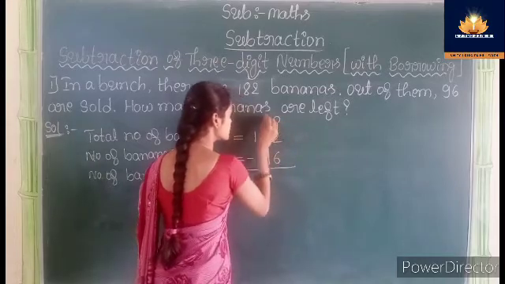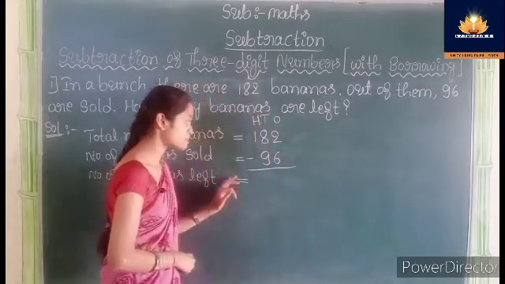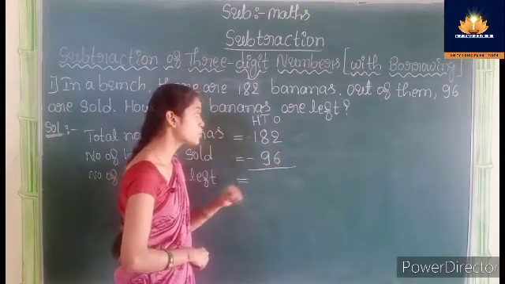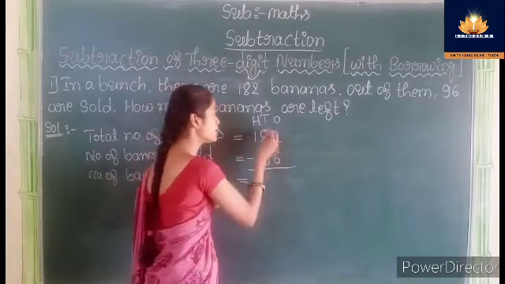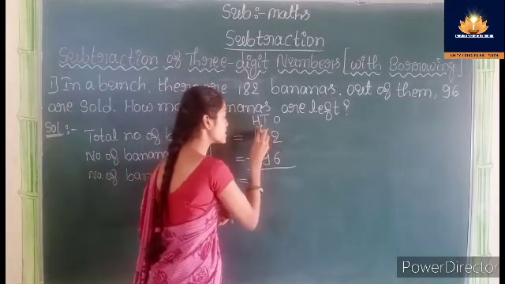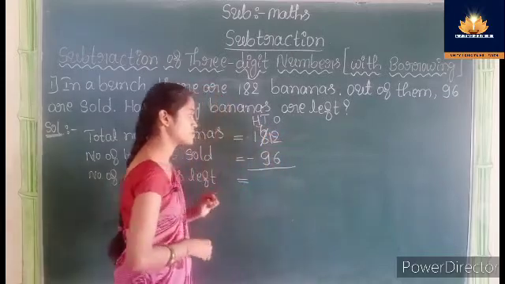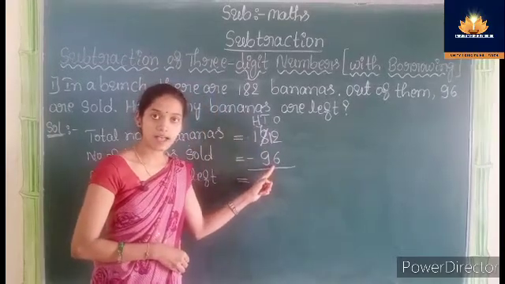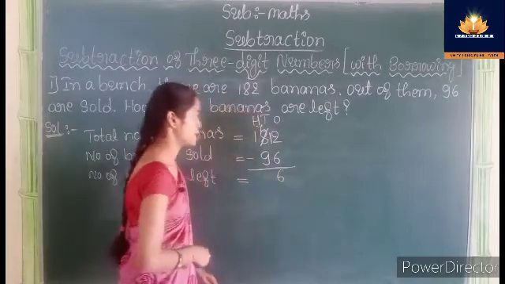This is ones place, tens place, hundreds place. We cannot subtract 6 from this 2. That's why we have to borrow 10 from this 8 tens. And here 8 tens becomes 7 tens. 2 ones becomes 12 ones. 12 minus 6, that is 6. And that 6 should be written in ones place.